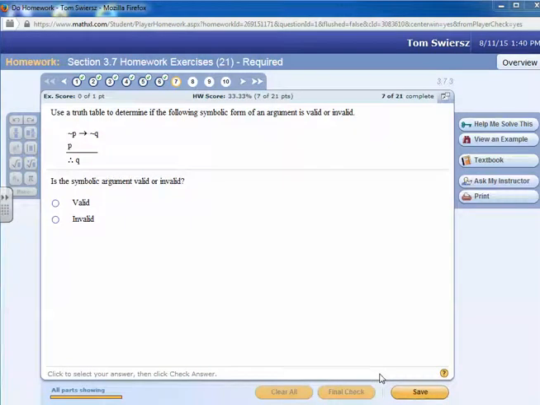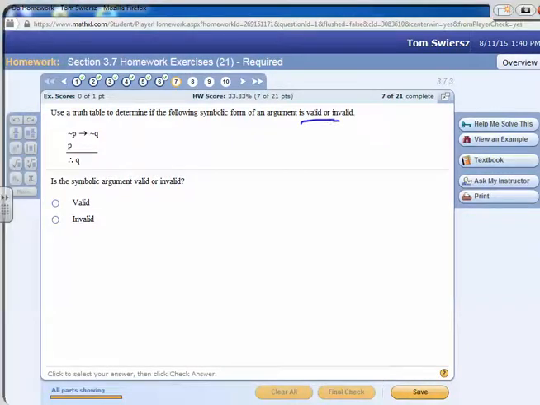Let's go ahead and solve homework exercise number 7 from section 3.7, homework exercises. Use a truth table to determine if the symbolic form of an argument is valid or invalid. We've got not P implies not Q. We're given P, therefore can we conclude Q?